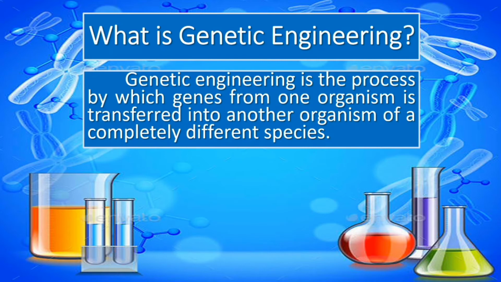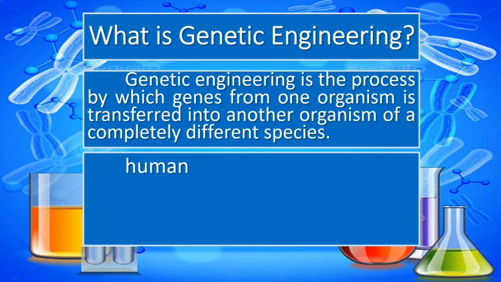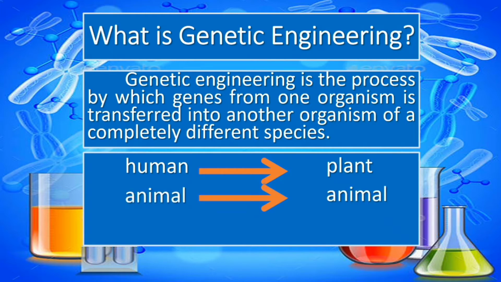Genetic engineering is the process by which genes from one organism are transferred into another organism of a completely different species. Let's say a human gene is transferred to a plant, or an animal transferred to another animal, or it could be a gene of an animal transferred to a bacterial cell.